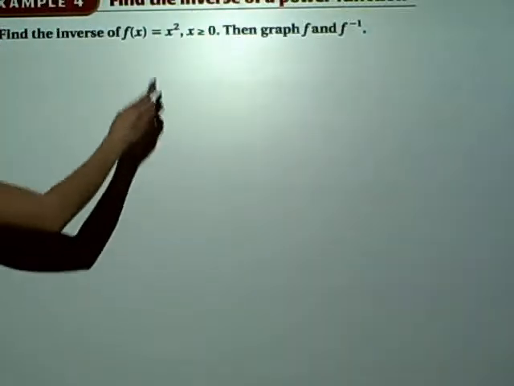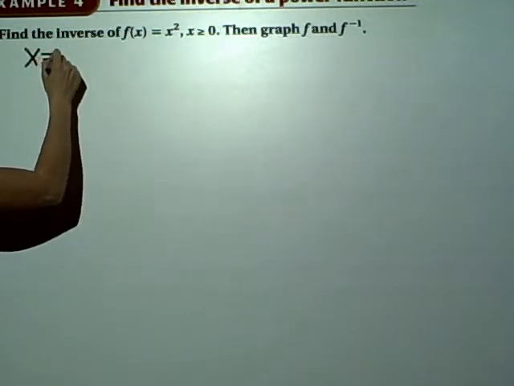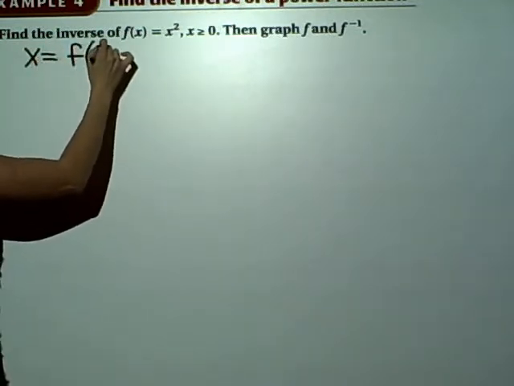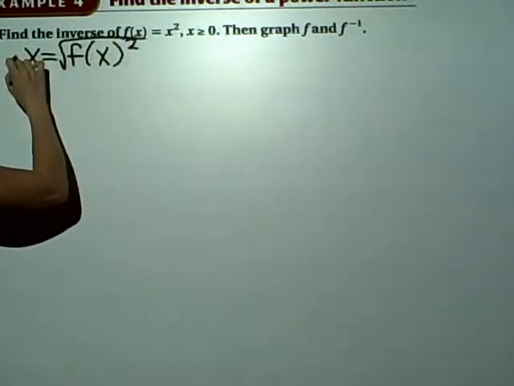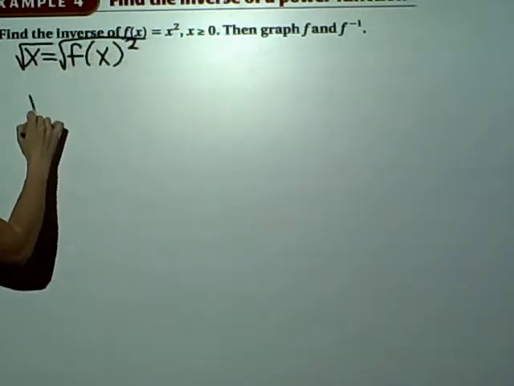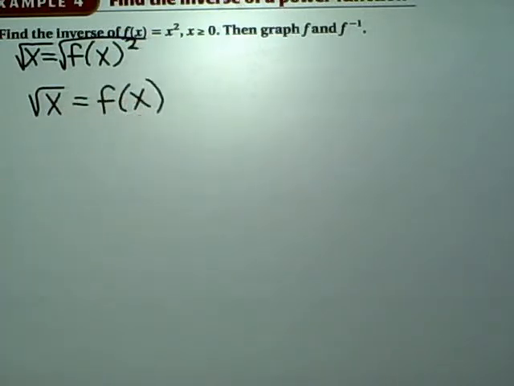So our process is we're going to switch x and y. So we're going to say x equals f of x squared. Then we're going to take the square root of both sides to solve it. So we get the square root of x equals f of x. And you guys do know that when you take the square root of something, you have to say plus or minus. Here we don't have to.